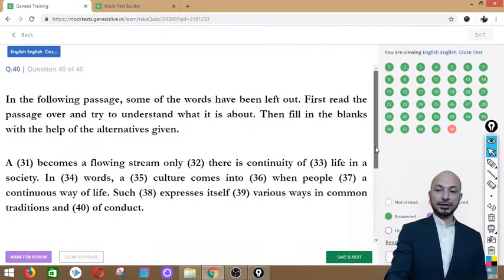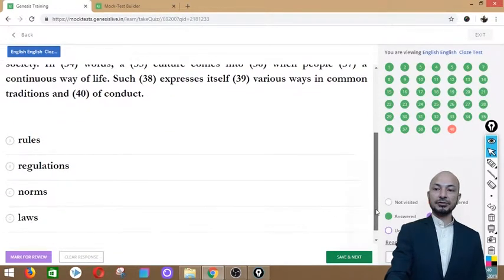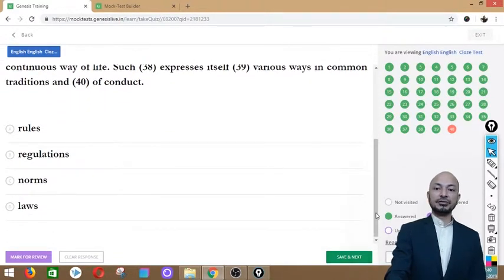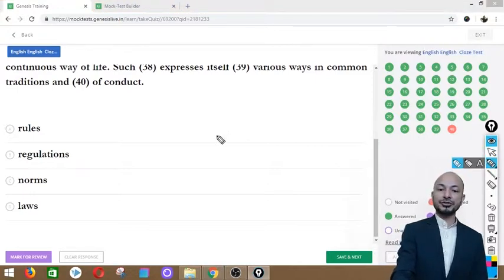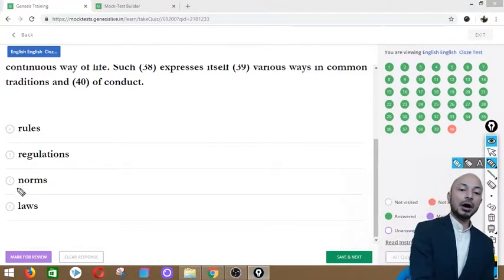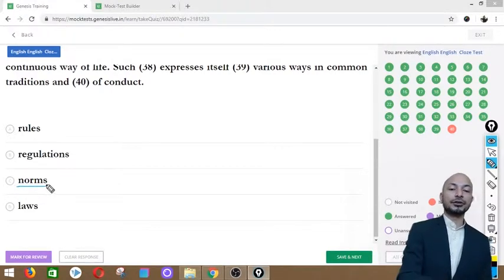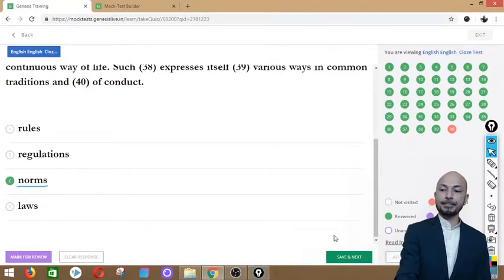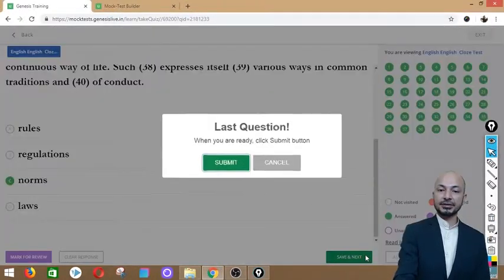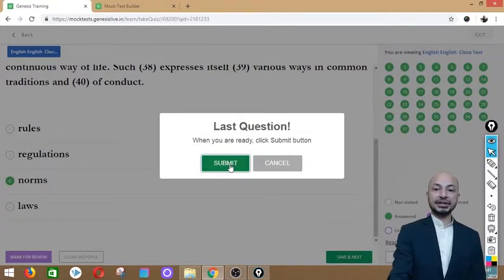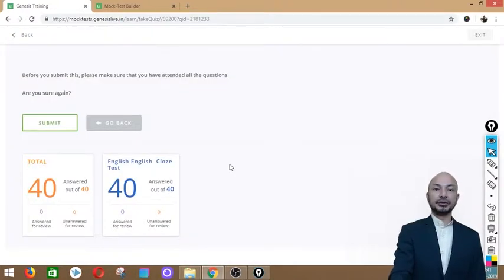So we come to number 40, and we scroll right down. Such continuity expresses itself in various ways in common traditions and dash of conduct. Is it going to be rules of conduct, regulations of conduct, norms of conduct, or laws of conduct? And the correct option is option C. It's always norms of conduct. So there we go. Let's click on option C, save and next, and we are ready to submit our answers. Let's say submit, and there we have it. So thank you so much.